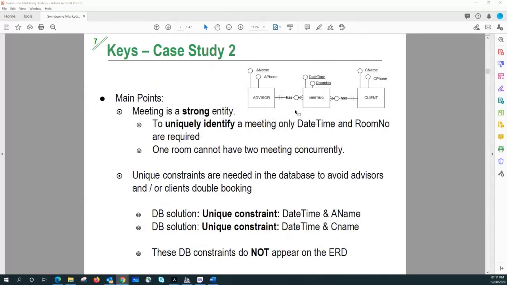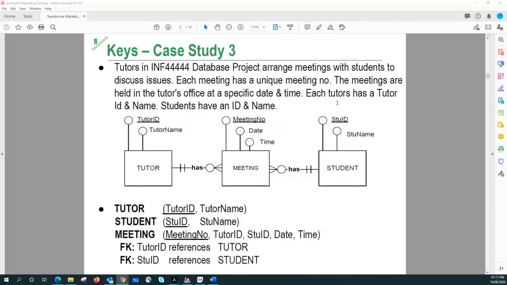It's quite different to the earlier case. Why was the meeting a strong entity there? Because they had given date, time, and the room number. In any given date, time, and location, we can have only one meeting. We can't have two meetings. But in this case, since they have given the meeting number that's unique, obviously the meeting is a strong entity. So this is how the model looks. No underlines, but the meeting has two foreign keys attached to it.